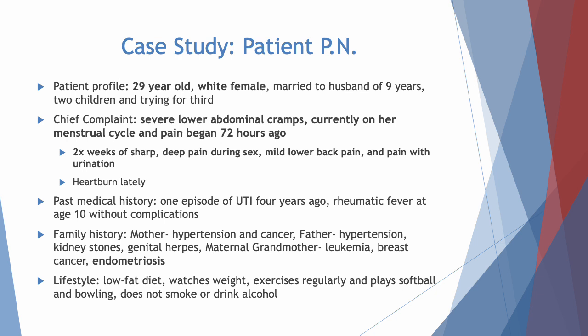She also endorses a family history of a mother with hypertension and cancer, and her maternal grandmother has leukemia, breast cancer, and endometriosis. On her father's side, her father has hypertension, kidney stones, and genital herpes. Her lifestyle includes a low-fat diet. She does watch her weight and exercises regularly. She plays softball and bowling, and she does not smoke or drink alcohol.